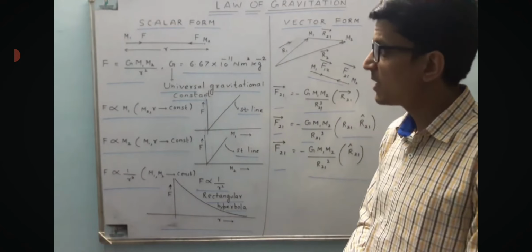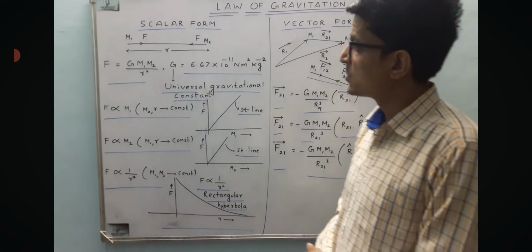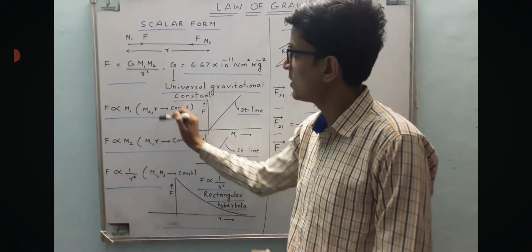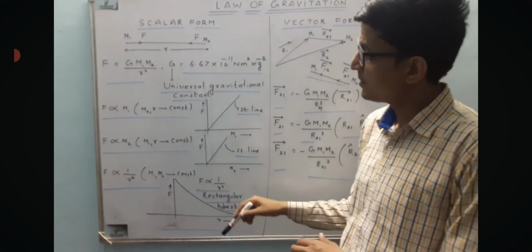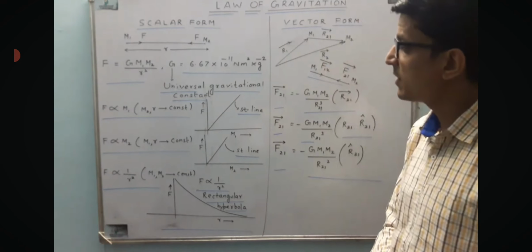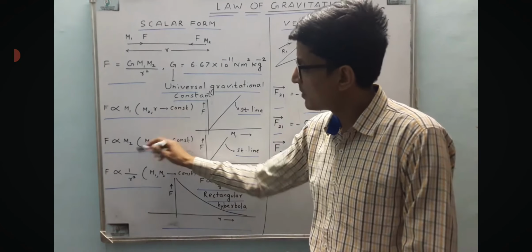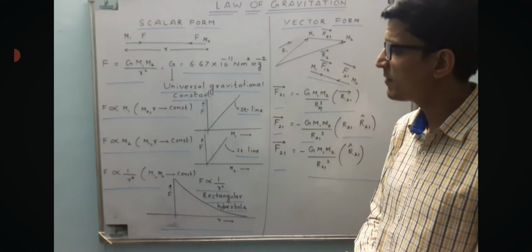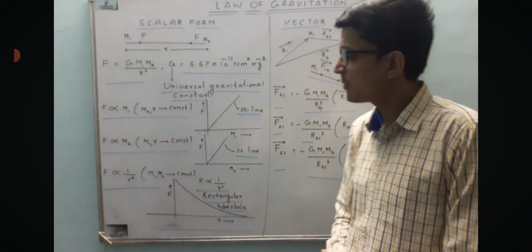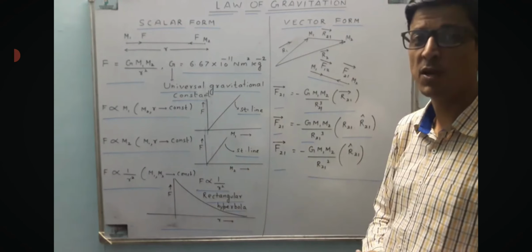Let's look for some mathematical relationship between the parameters. The first is magnitude of force and m1. As we can see from the relation, if m2 and r are constant, then F is proportional to m1. That means the graph between F and m1 will be a straight line. Similarly, if we look for the relation between F and m2, if m1 and r are constant, then F is proportional to m2. So the graph again will be a straight line. If we look for the relation between F and r, we can see that F is proportional to 1 by r square when m1 and m2 are constant. So the graph between F and r will be a rectangular hyperbola.